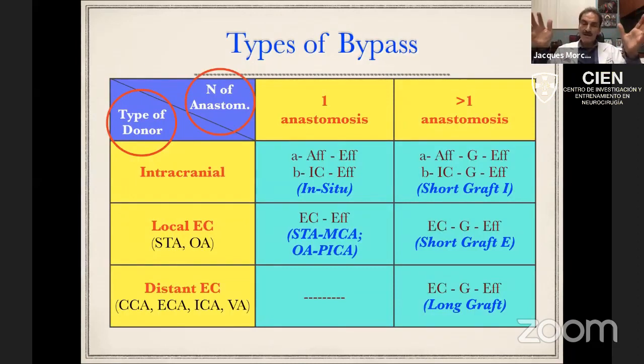When I categorize bypasses, I fit them in one of 5 cells based on the number of anastomoses and based on whether you're using an intracranial donor, a local extracranial donor like STA or occipital artery, or a distant extracranial donor. If you follow my scheme of thinking about this, you can fit any bypass you invent today. I promise you, it can fit in one of these 5 cells.